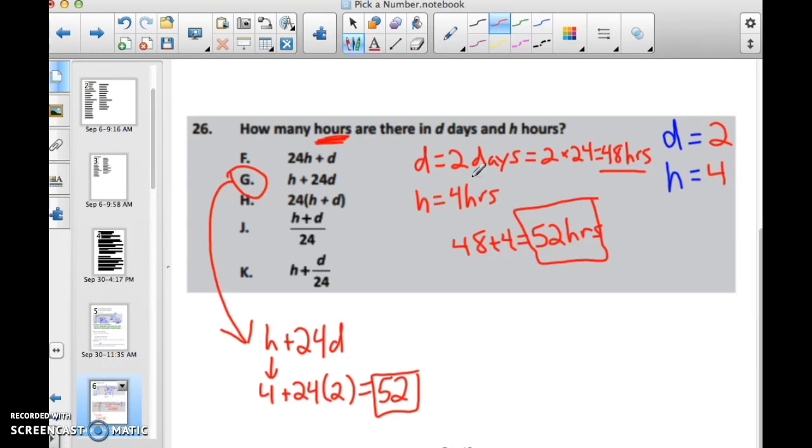Going through the answer choices, if I plug in my H and my D, my 2 and my 4, I get G as the answer choice. G is the only one that gives me 52 when I do that math. 4 plus 24 times 2 is indeed 52. Please raise your hand if you didn't get G for an answer choice, and I'll come by and check your work.